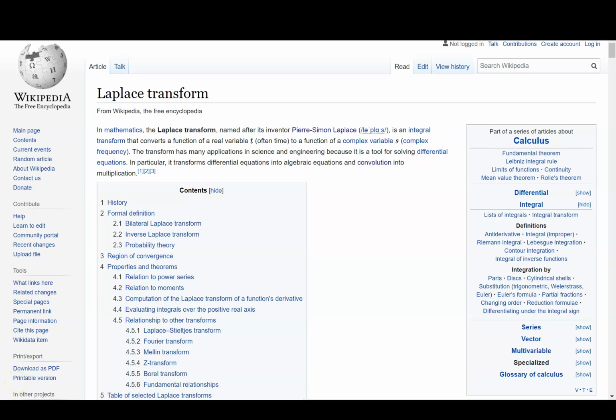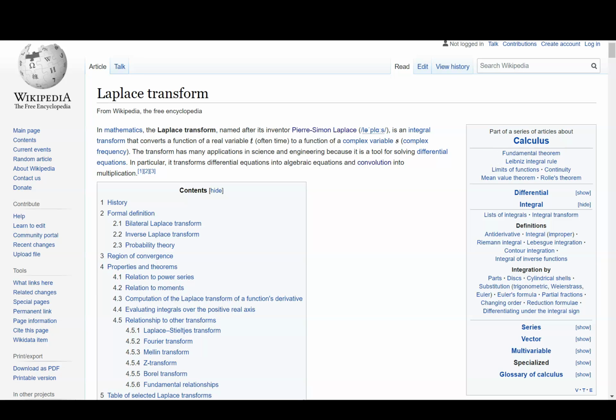Hello, so we're going to see a new kind of transformation, which is called the Laplace transform. It's also an integral transform, quite similar to the Fourier transform, and it's a tool that is mostly used to solve differential equations, because when you apply the Laplace transform on a differential equation, you make it an algebraic equation, which is much simpler to solve.